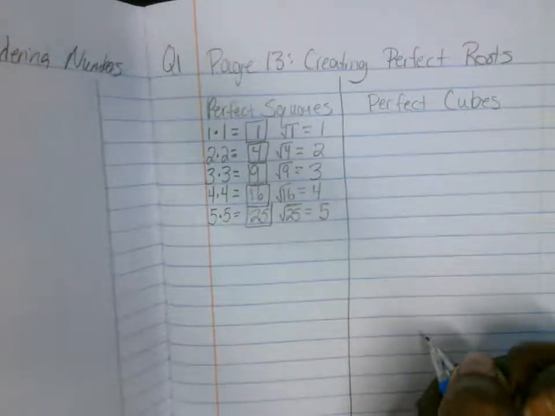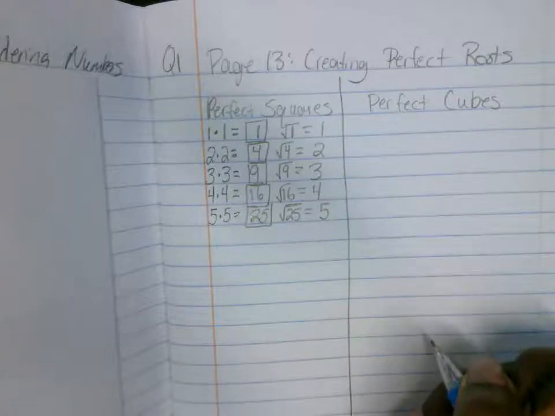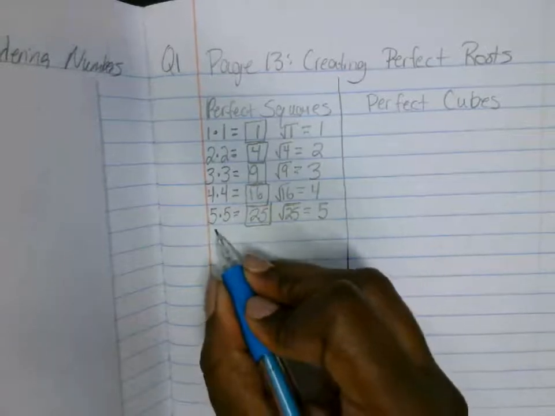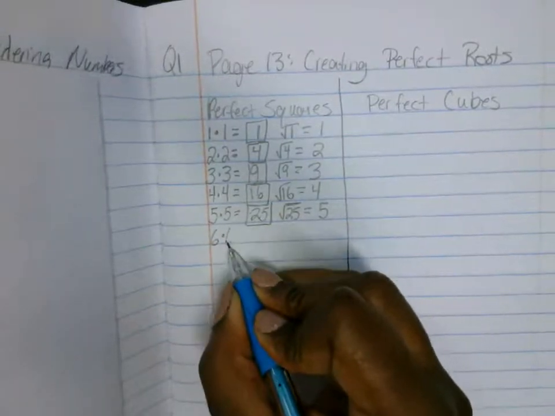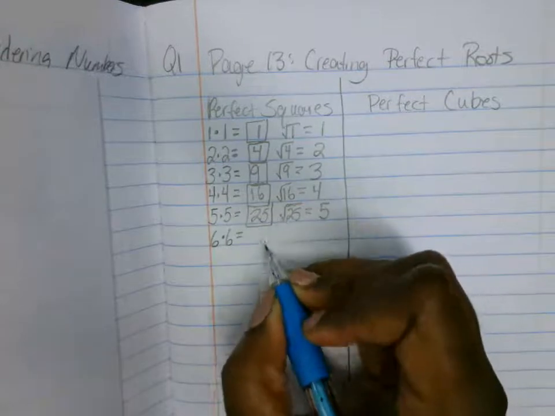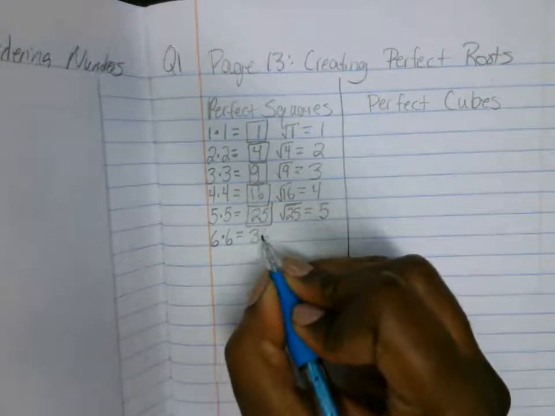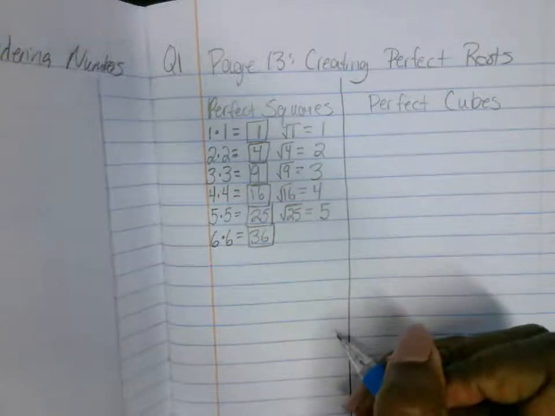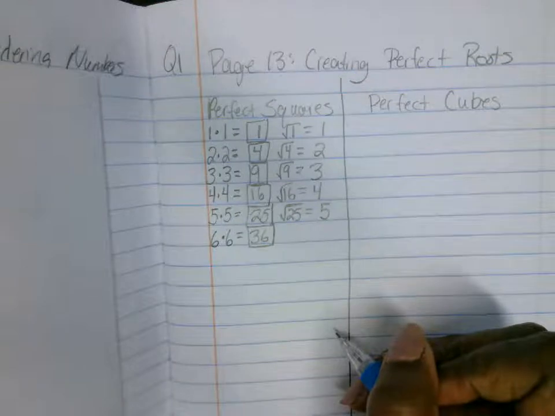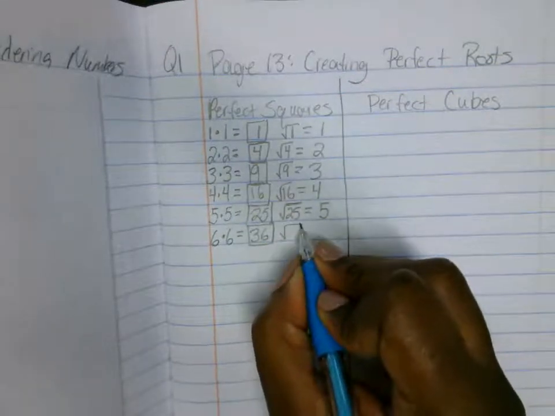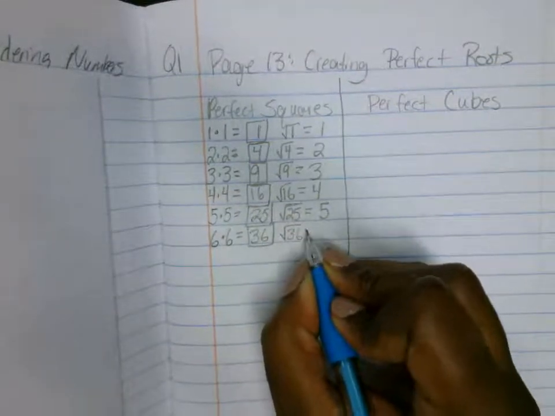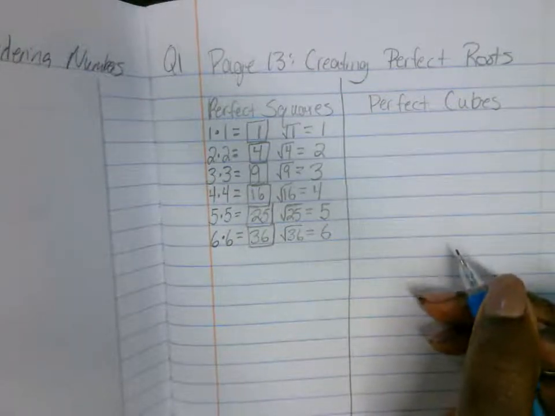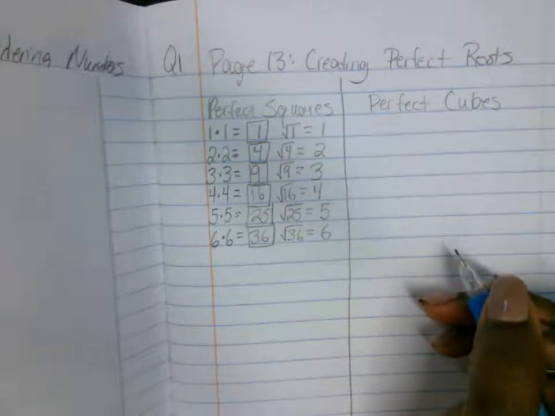Let's make another perfect square. How do I make the next perfect square? Very good, Nia. 6 times 6. 6 times itself. What's 6 times 6? 36. 36 is a perfect square. What is the square root of 36? 6. Why? Because 6 times itself is 36.